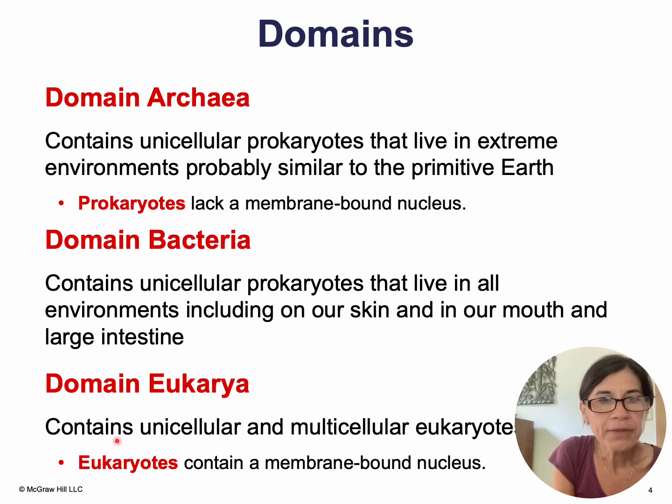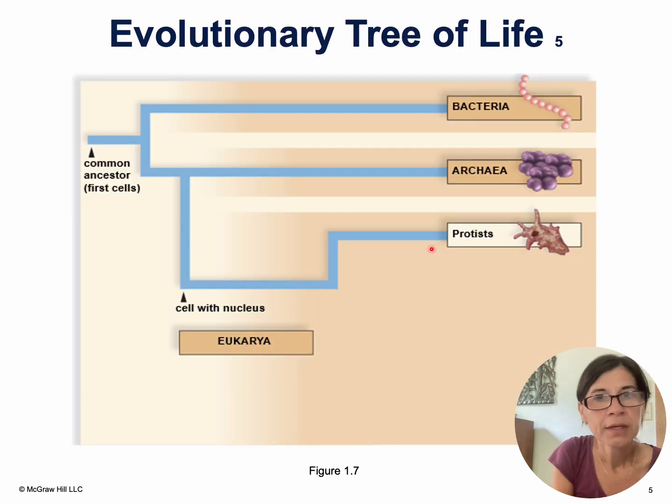The domain Eukarya contains unicellular and multicellular organisms, so both. And the main difference here is that they are made up of eukaryotic cells, which contain a membrane-bound nucleus. All right, so we've talked about the three domains. Now what we're doing is focusing on the domain Eukarya. The domain splits into smaller groups called kingdoms. There are 4 kingdoms in the domain Eukarya. We're going to look at examples of this first kingdom, which are the protists, in one of our last labs of the semester.